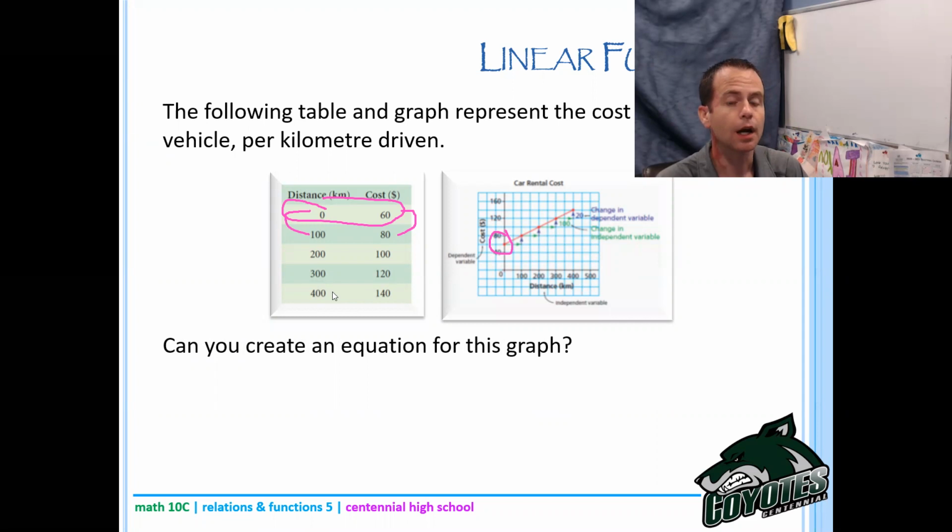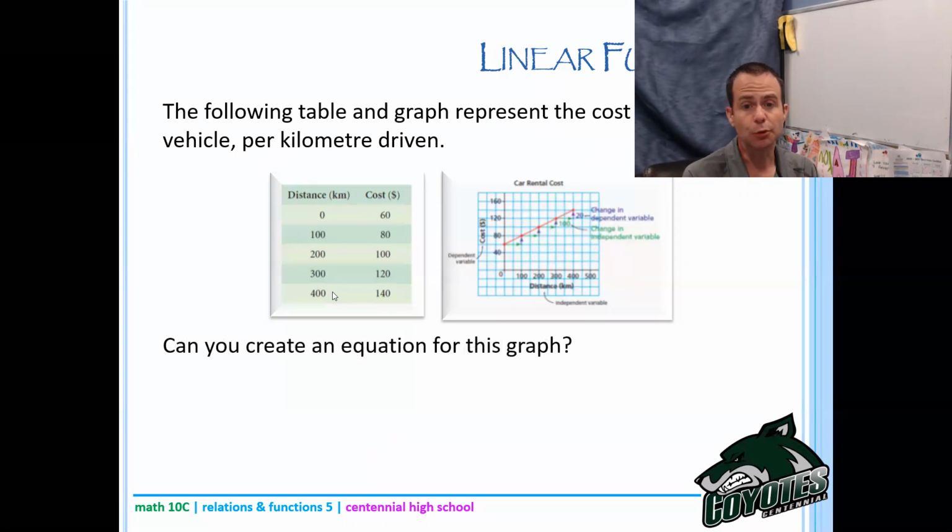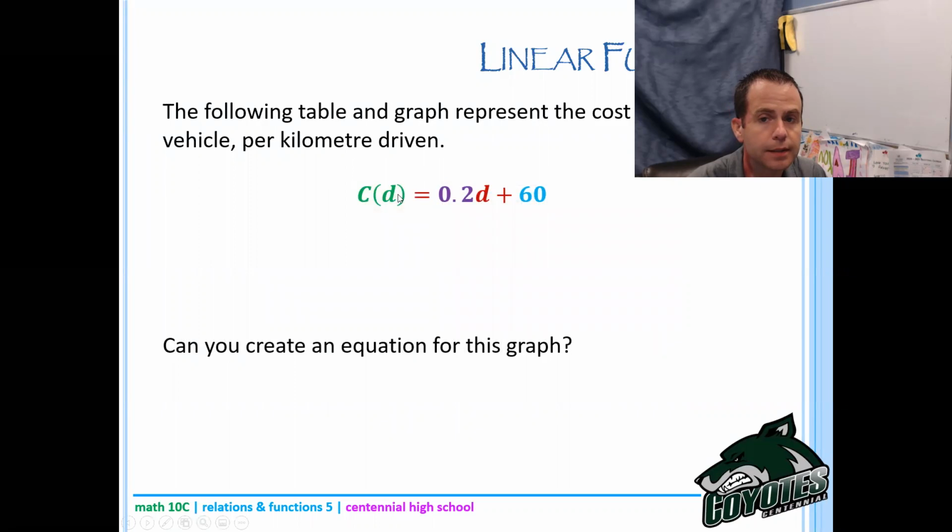Now remember, we're gonna create it roughly the same way as we did on the last one with the pizza. I said that it's gonna be the cost of nothing plus the cost per item. Okay, so in this one, it's the cost per kilometer, and we've already discussed that, that's the rate of change. So we're looking at 0.2 D or X, whatever you wanna call the per kilometer, okay, plus the cost of nothing, which is 60. So my equation is C of D. I use D as my input variable for distance driven, and C is my output variable for the cost, okay? So I have 0.2 times the amount of kilometers driven plus 60 bucks, okay?